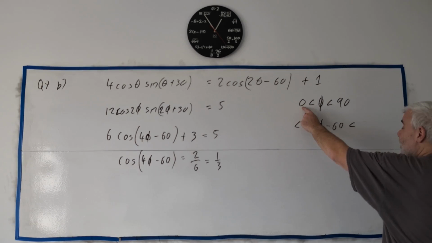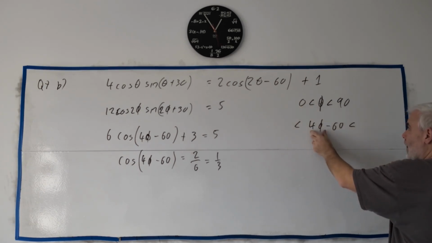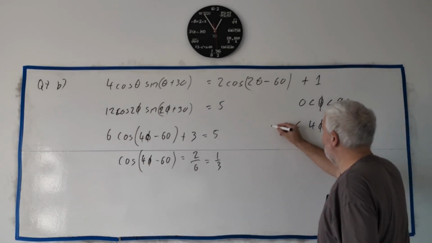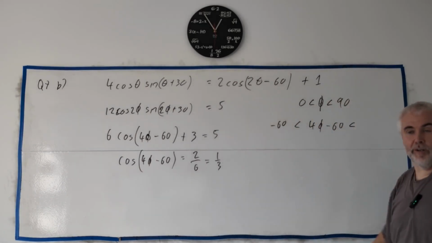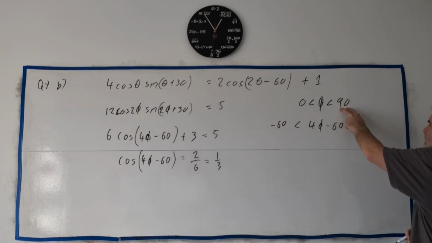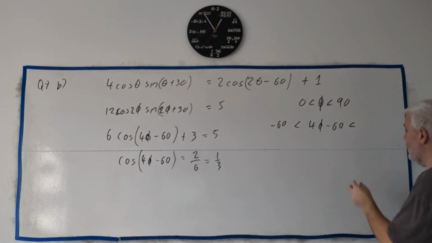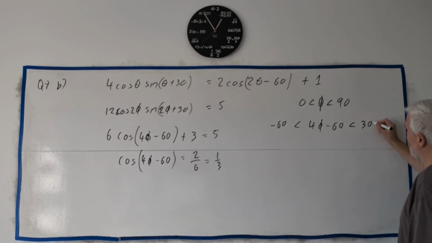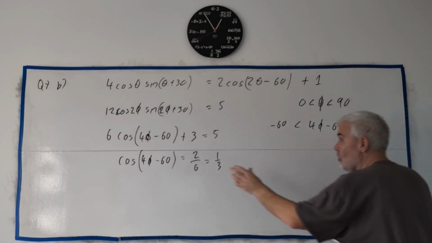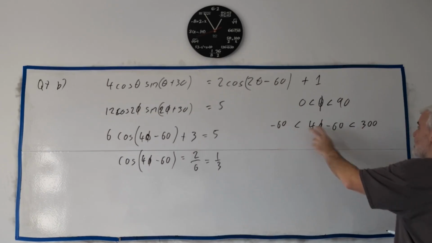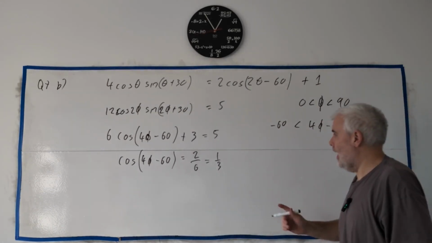The smallest number they want is 0. So we put 0 in and we get 0 minus 60. So it should be minus 60 is the smallest this becomes. The biggest it becomes is 90. 4 90s are 360. 360 minus 60 is 300. So I just want to solve this between minus 60 and 300.